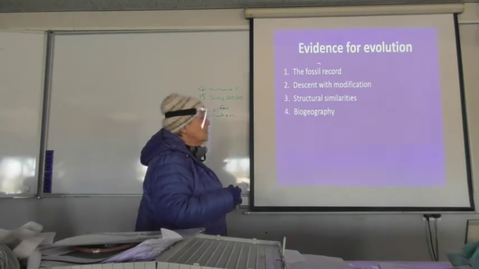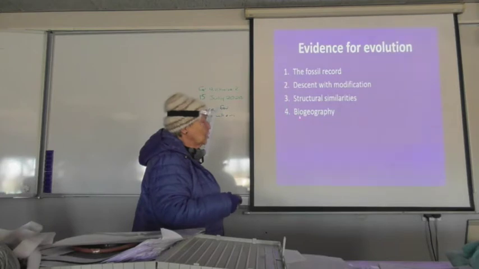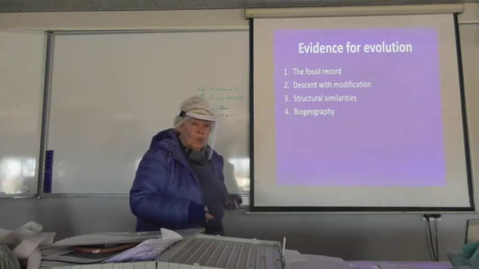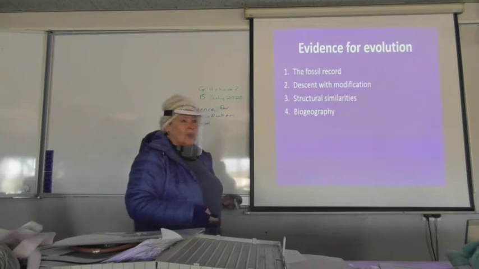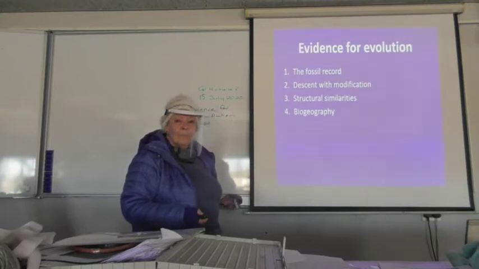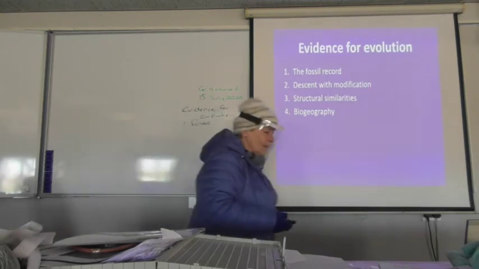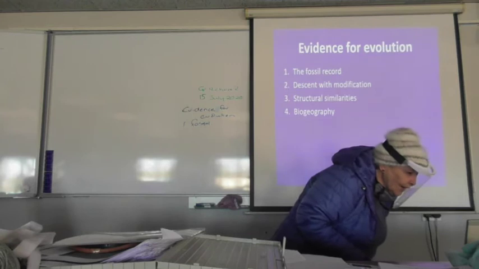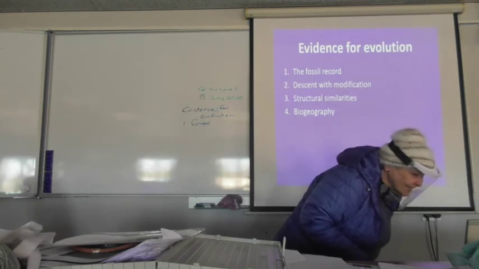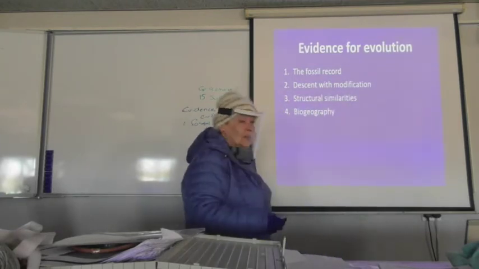So we're looking at fields of evidence for evolution: fossil record, descent with modification, structural similarities, biogeography. And you do know that once upon a time, all the land on Earth was one landmass called Pangea. Good. So you're happy that there was Pangea.